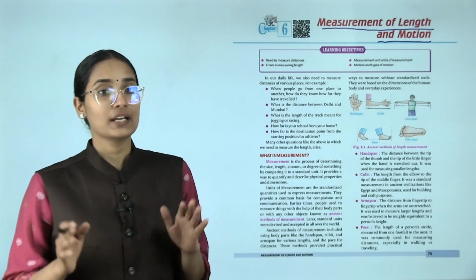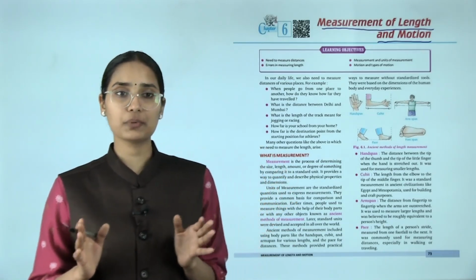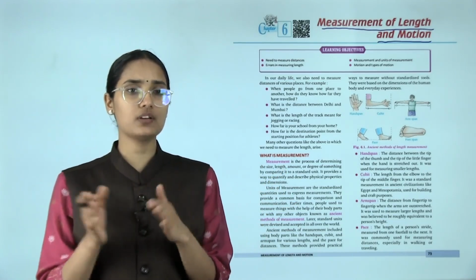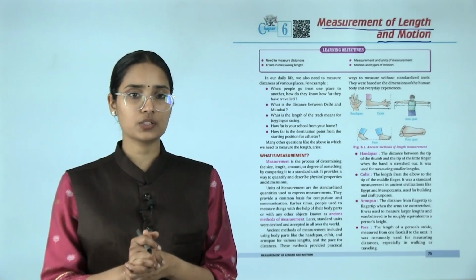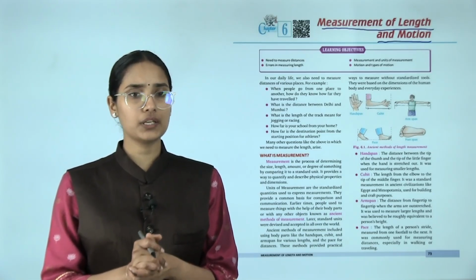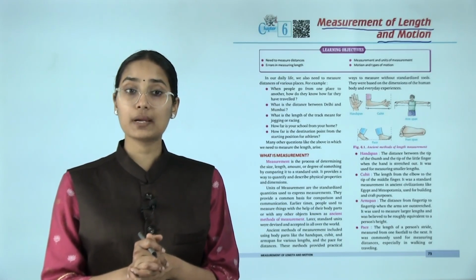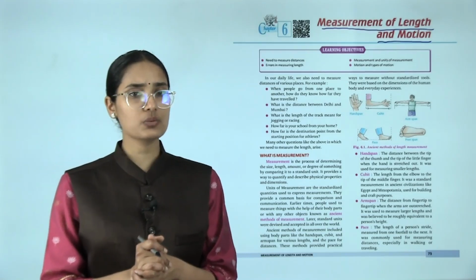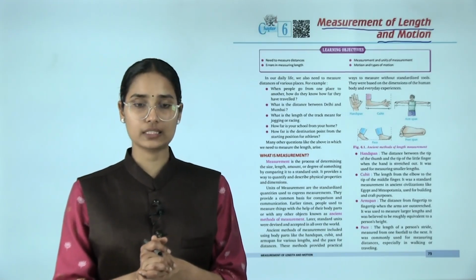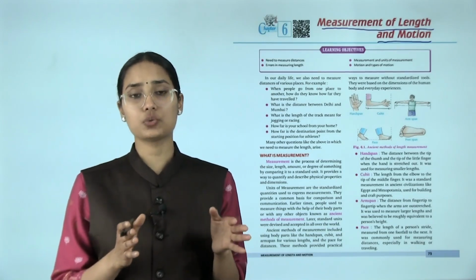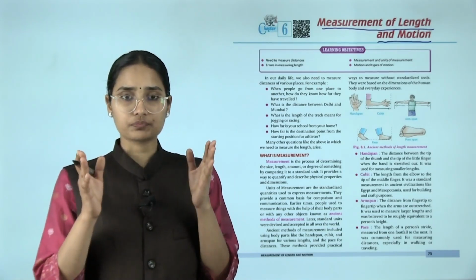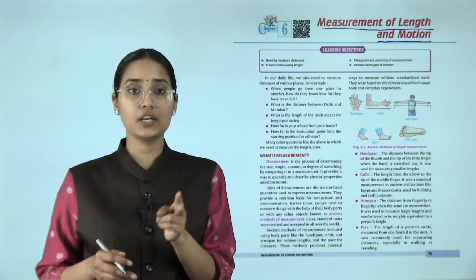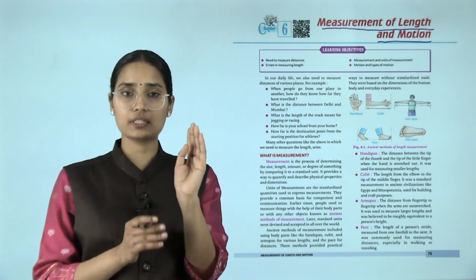So let's begin. Students, in our daily life, we need to measure distances of varying places. For example, when people go from one place to another, how do they know how far they have travelled? What is the distance between Delhi and Mumbai? What is the length of the track meant for jogging or racing? How far is your school from the home? How far is the destination point from the starting position for athletes? In all these examples, students, can you see we are talking about two different places, right?